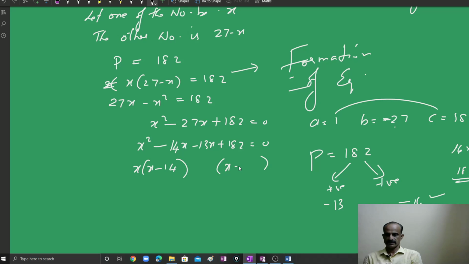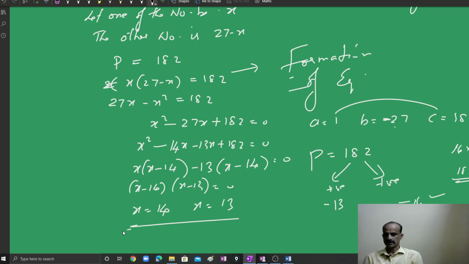Taking x common, x - 14, then we don't look at anything else. What do we write? x - 14. What do we take outside? -13. From where? What should be along with this? So x - 14 is common. x minus 14 into x minus 13 is equal to 0. x is equal to 14, x is equal to 13. So the sum of two numbers is 27 and the product is 182, so the two numbers are: one is 14 and the other one is 13.